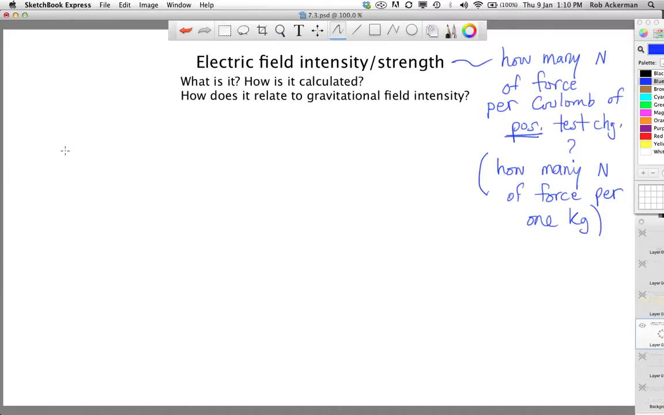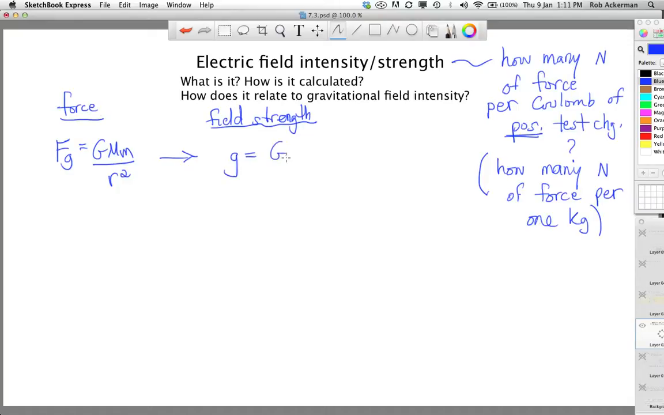So what did we do with gravity? I think if we think about what we did with gravity, we'll quickly see what we do with electricity. Remember, with gravity, the force formula for the magnitude is G, big M, little m, over the distance squared. That was the force, and the field strength, or intensity, became little g equals big G, big M over r squared. Go back a few videos to find out where this came from.